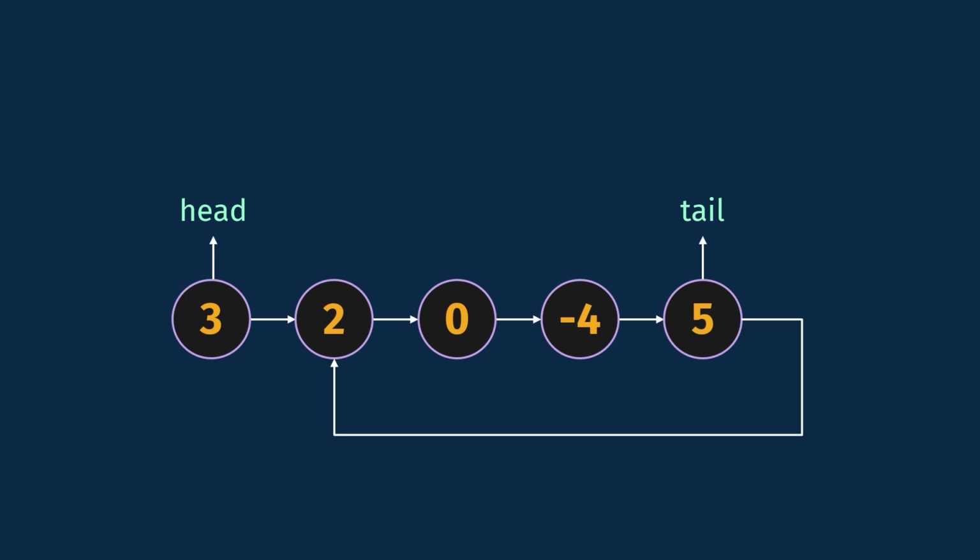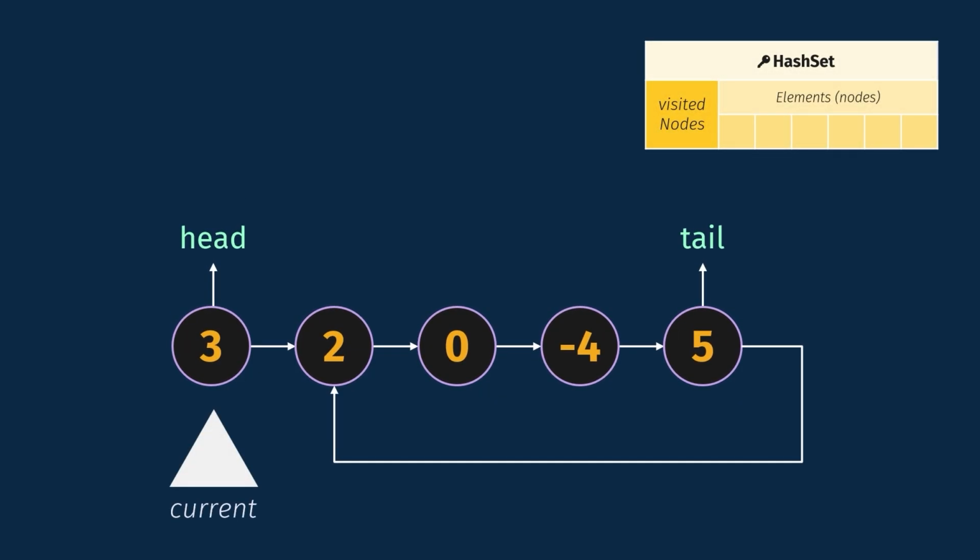So, to detect a cycle using a HashSet, we track all the nodes we visit. We initialize an empty HashSet and set a pointer called current to the head of the list. We visit each node and check if it is already in the HashSet. If not, we add the entire node to the set and move to the next. However, if we encounter a node that is already in the set, that means we have seen this exact node before, which confirms the presence of a cycle, so we return true.